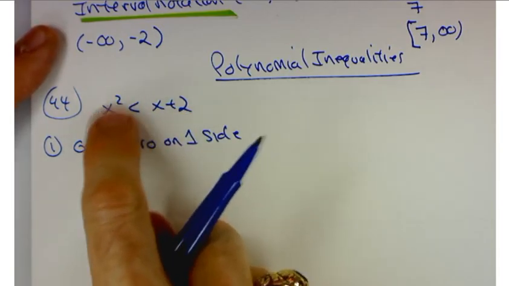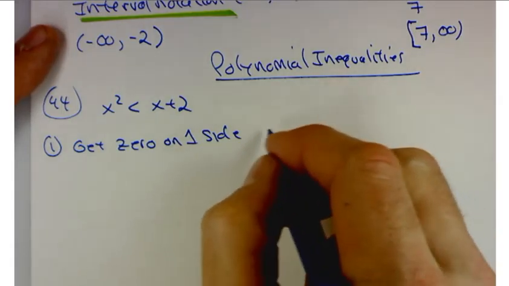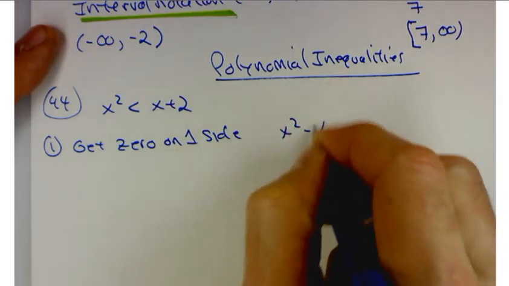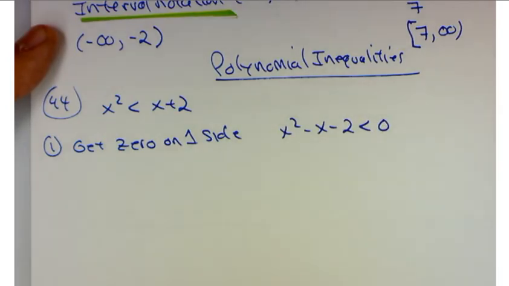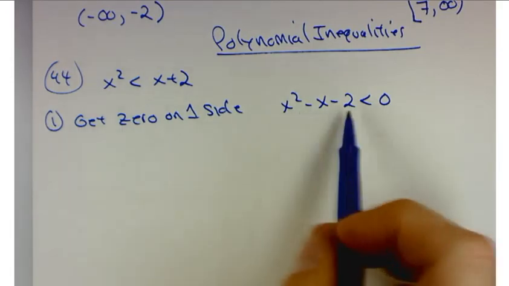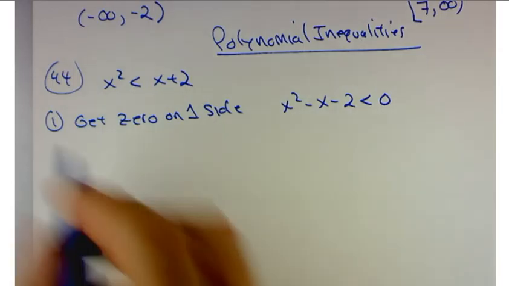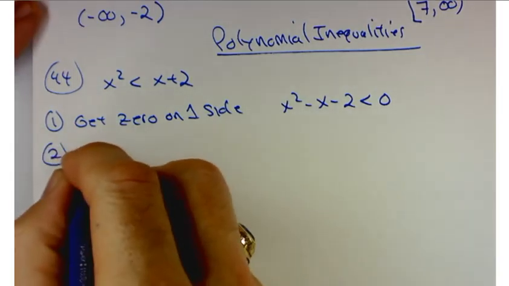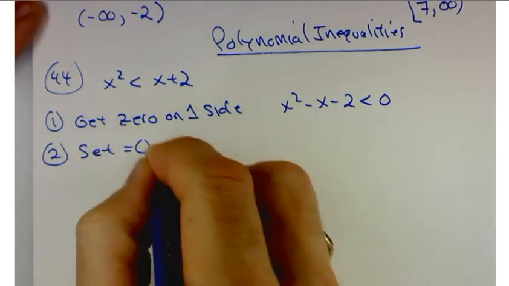because I want to keep the x squared term positive. So that's going to be x squared minus x minus 2 is less than 0. Yay, I got 0 on one side. Now I want to find out where this actually equals 0. So set equals 0 and solve.